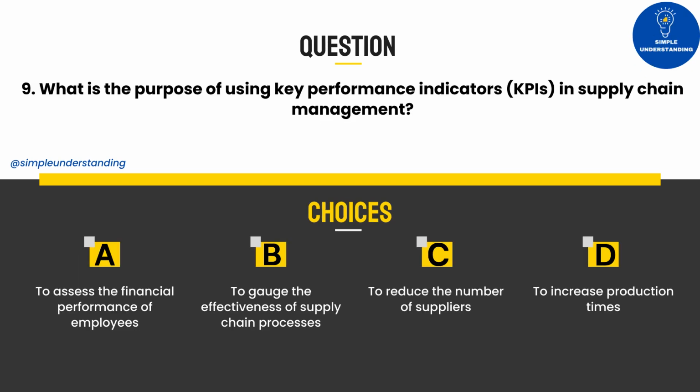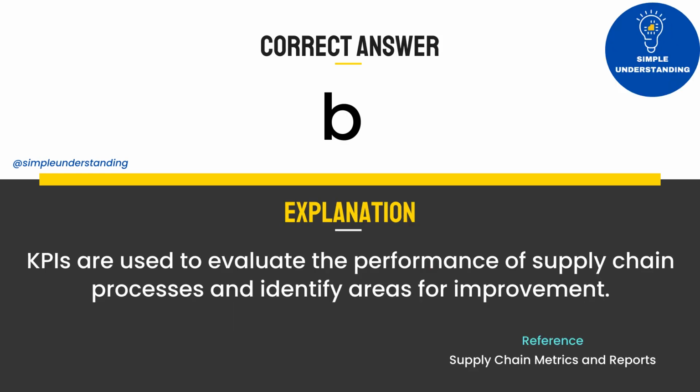9. What is the purpose of using key performance indicators, KPIs, in supply chain management? A. To assess the financial performance of employees. B. To gauge the effectiveness of supply chain processes. C. To reduce the number of suppliers. D. To increase production times. Correct answer: B. Explanation: KPIs are used to evaluate the performance of supply chain processes and identify areas for improvement.